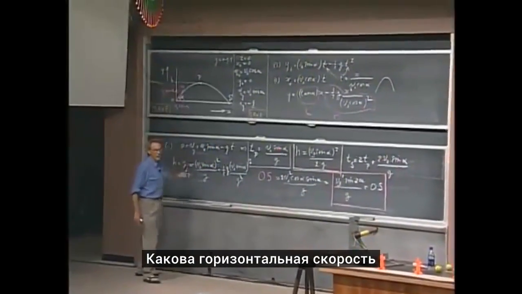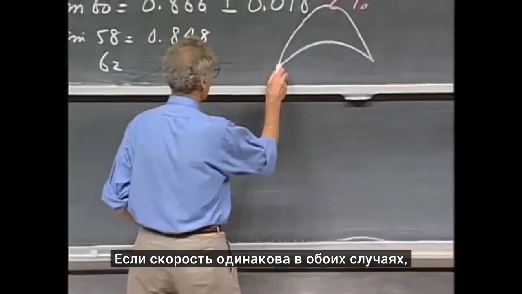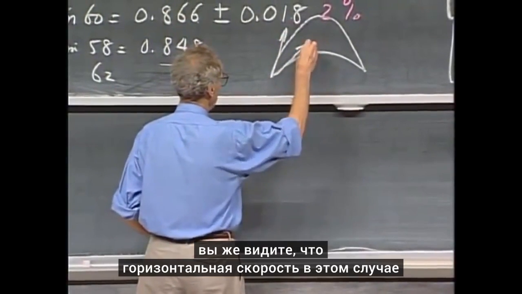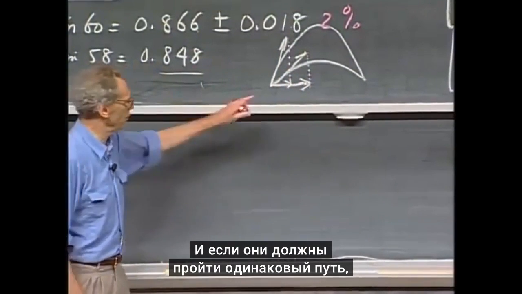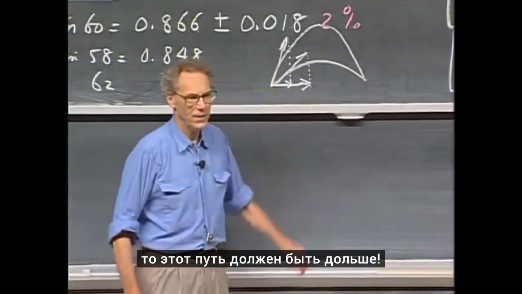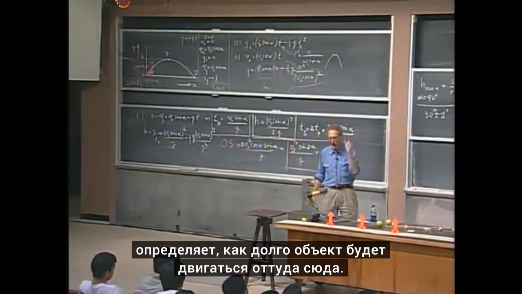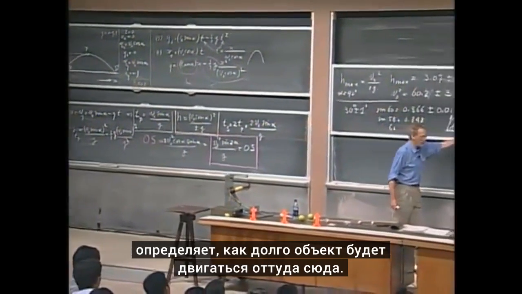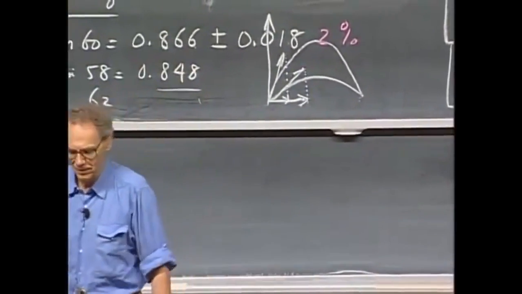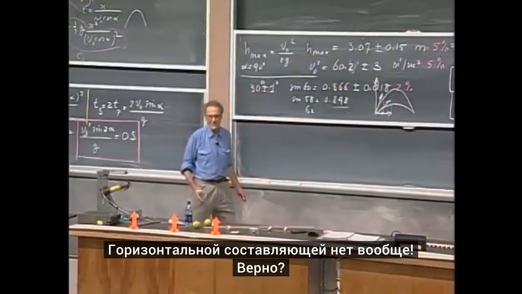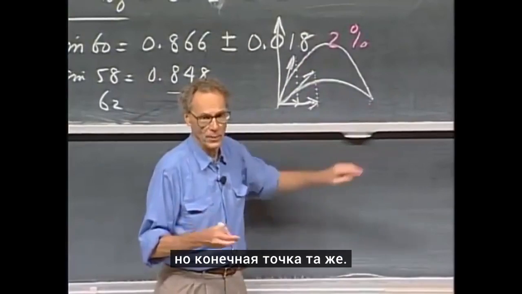What is the horizontal velocity of the golf ball when it takes off? If the velocity is the same in both cases, can't you see that this horizontal component is way larger than this horizontal component? And if they travel the same distance, then this trip must take longer. Because it's the horizontal component in the x direction that determines how long it will take to go from here to there. Suppose I shot it straight up. How long do you think it will take to hit here? It has no horizontal component. All right? So think about this. This trajectory will take longer, but it ends up at the same point.